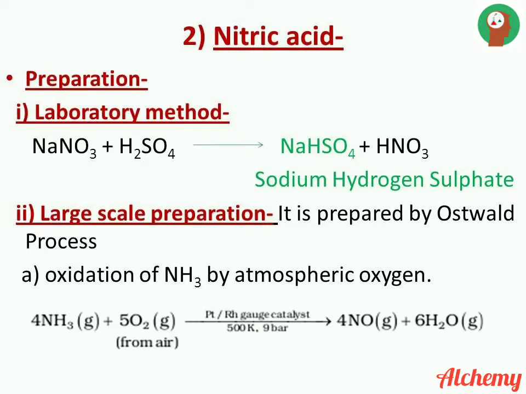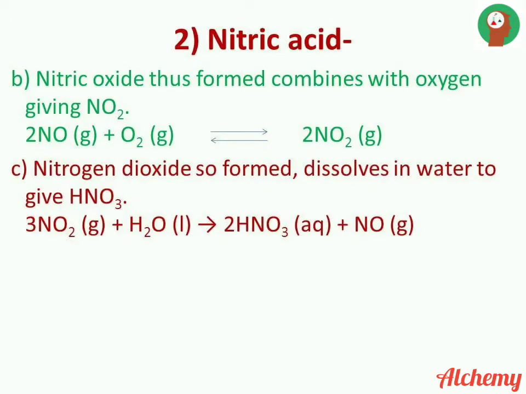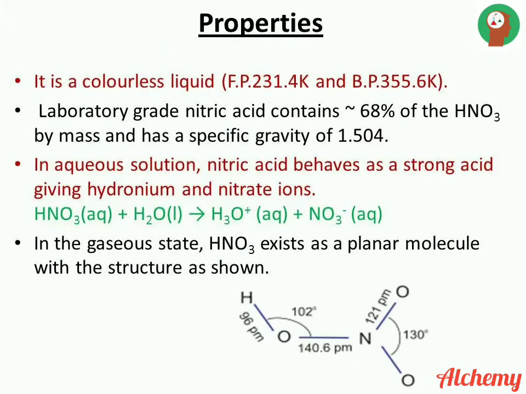In the first step, to prepare nitric oxide, it involves oxidation of ammonia by atmospheric oxygen and the reaction is 4NH3 + 5O2 gives 4NO + 6H2O. The catalyst used is platinum or rhodium at 500 Kelvin and 9 bar pressure. In the second step, nitric oxide thus formed combines with oxygen to give nitrogen dioxide. The equation is 2NO + O2 gives 2NO2. In the third step, nitrogen dioxide is dissolved in water to form HNO3 and the reaction is 3NO2 + H2O gives 2HNO3 + NO.